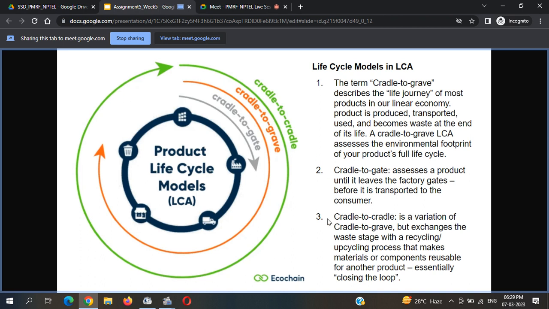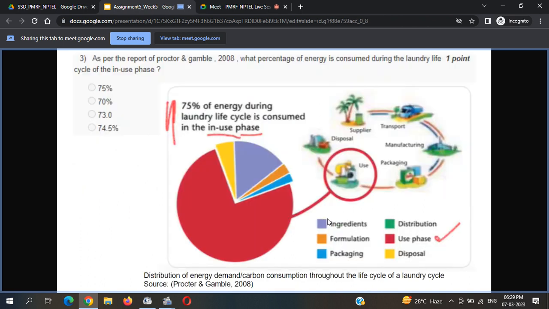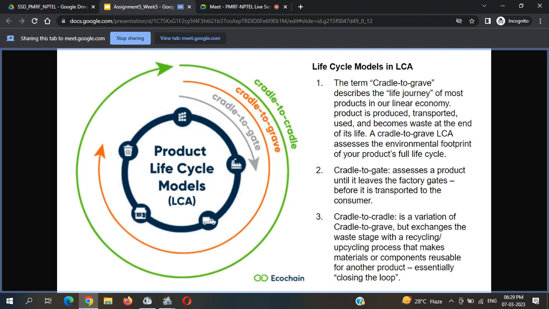So this is what a cradle to gate signifies. And then cradle to cradle is another variation. So it is similar to cradle to grave. I'm so sorry. But what it means is that a grave of one product can be considered as a cradle to another product. So cradle is raw material and grave is end product.